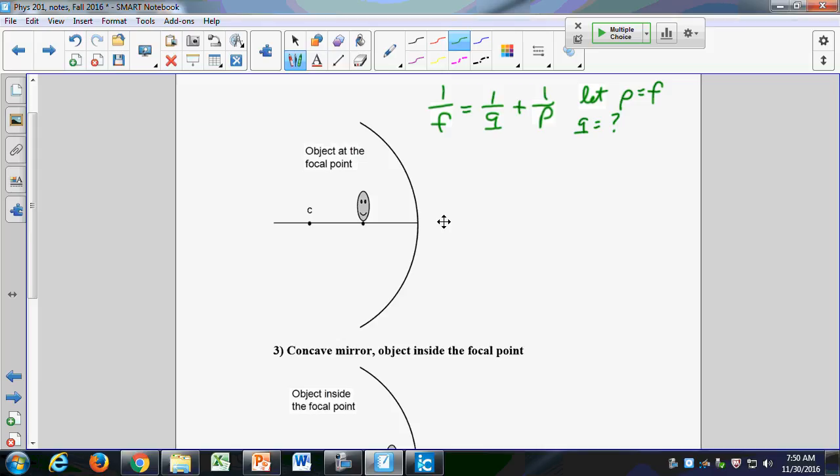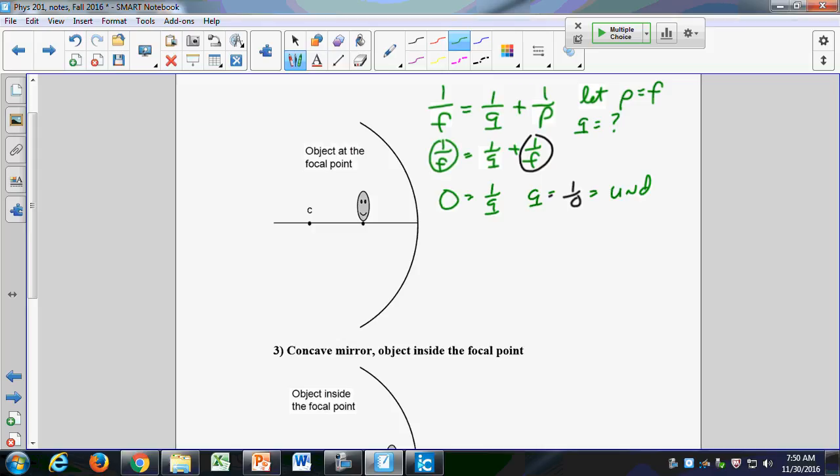Look, if I let P equal F, I get 1 over F equals 1 over Q plus 1 over F. Subtracting this from both sides, I get 0 equals 1 over Q. So Q equals 1 over 0. That's equal to infinity, or it's undefined.